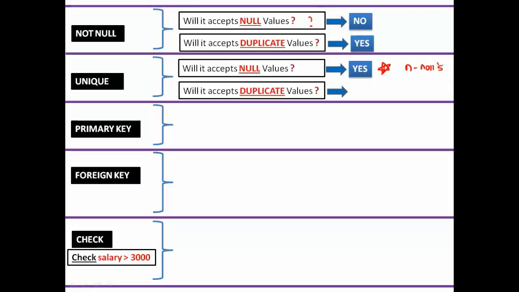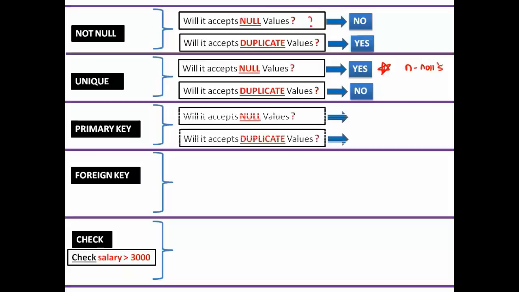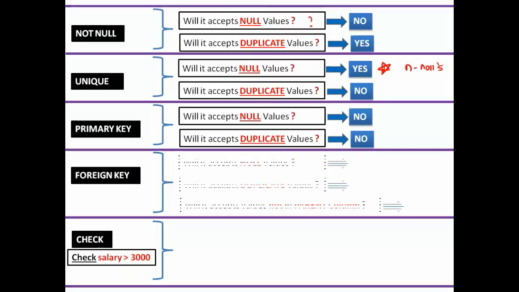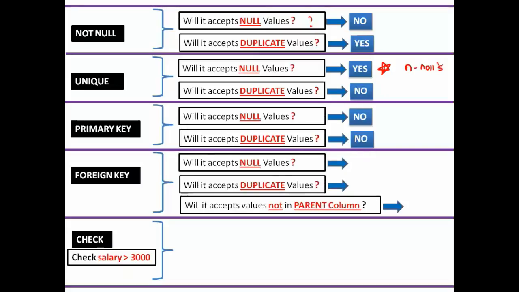Will it accept duplicate values? Absolutely no. And if I enforce a column as primary key, it won't accept null values and it won't accept duplicate values. Finally, the foreign key. What is a foreign key column? One which refers to another column. Will it accept null values? Yes, which you have to be clear about. It accepts null values, it accepts duplicate values, and it won't accept values that are not in the parent column.